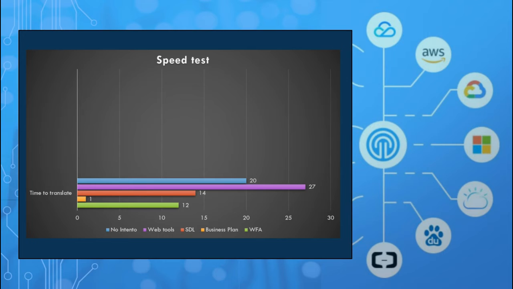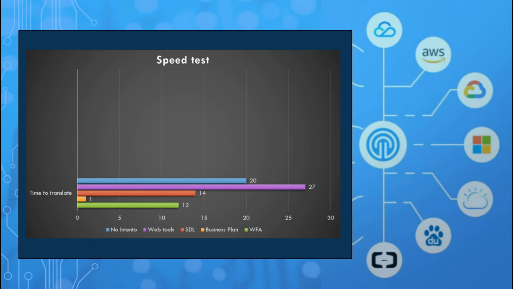We can see here that the slowest was on the web tools platform, which got us 27 minutes for this 2,000 segments or 10,000 words file. Then doing that in the Microsoft Translator without using Intento, we are doing 20 minutes. And then using a dedicated connector using Intento in SDL, that's where we start to see things really speeding up. We did 14 minutes in SDL. And then in WordFast Anywhere, that's our winner, we did 12 minutes.